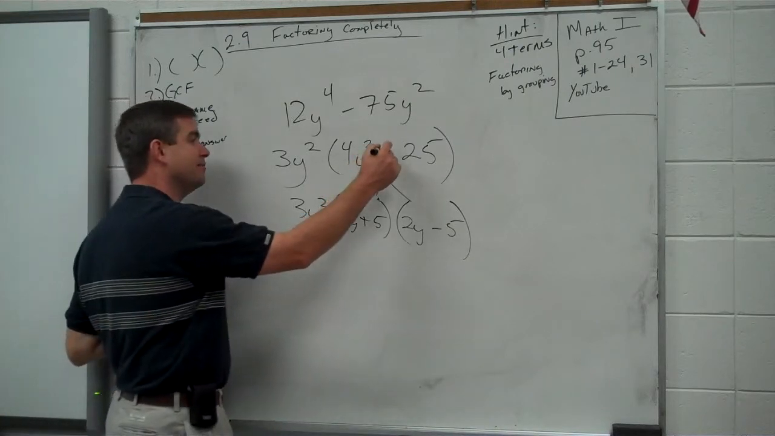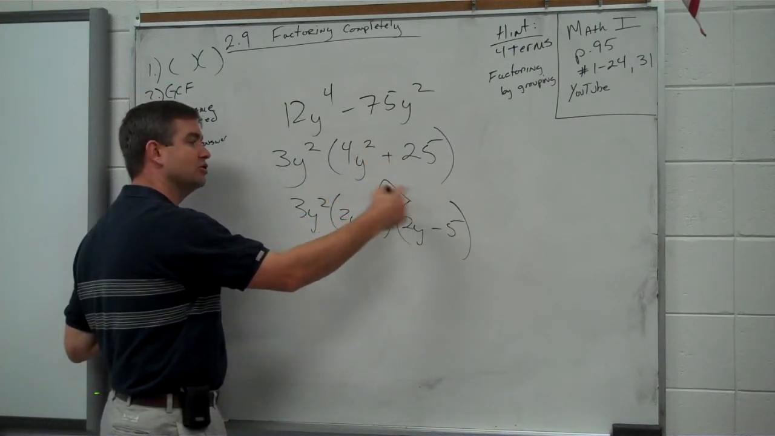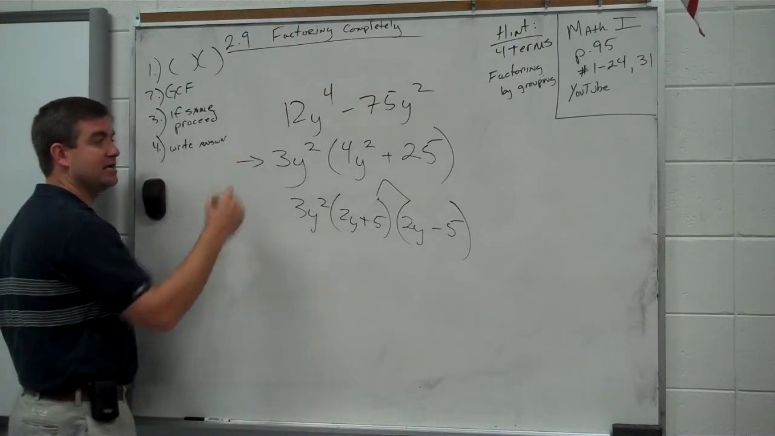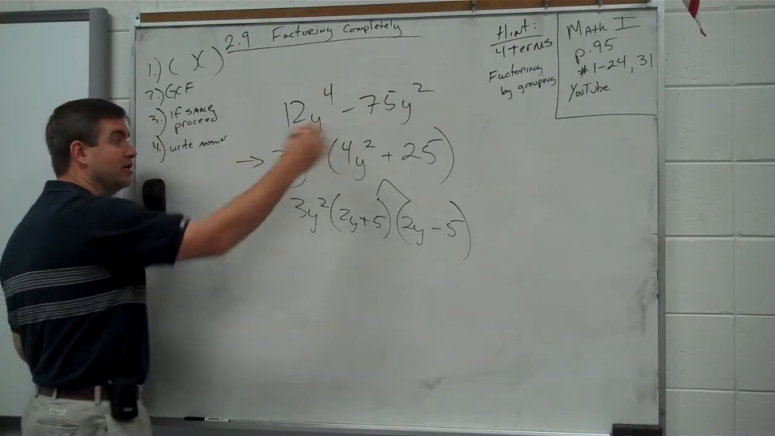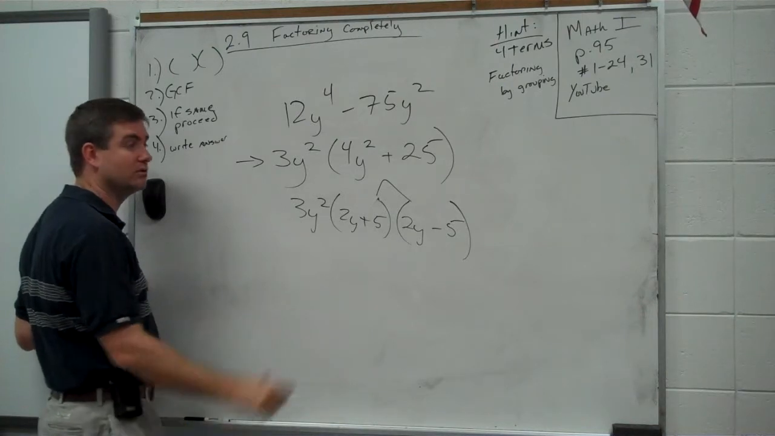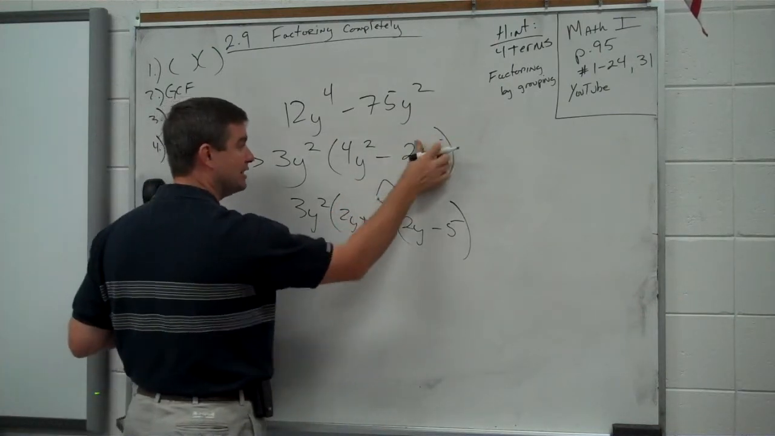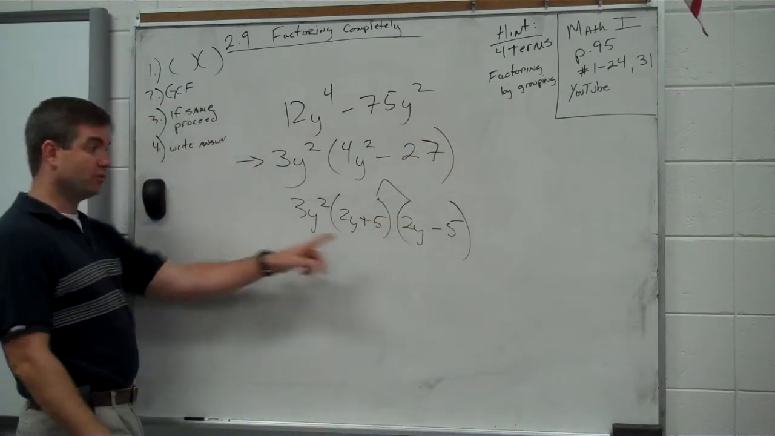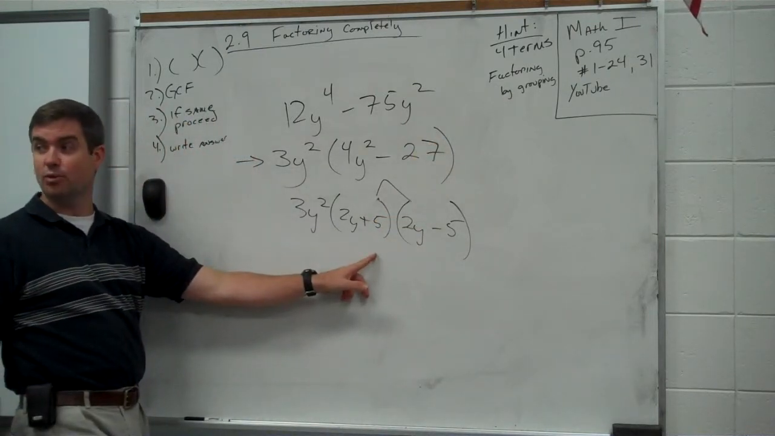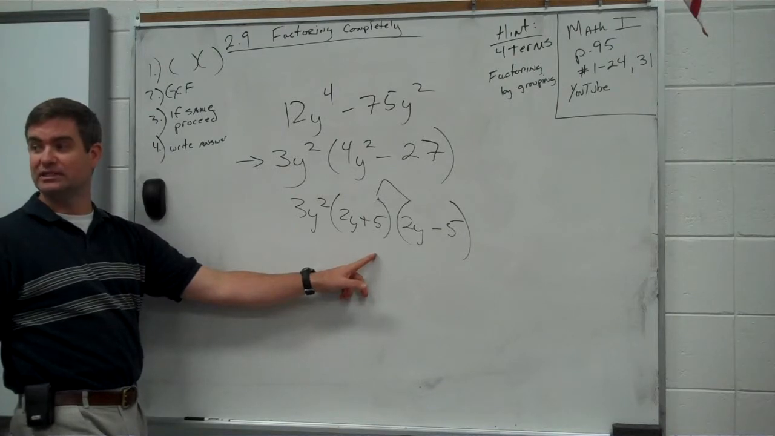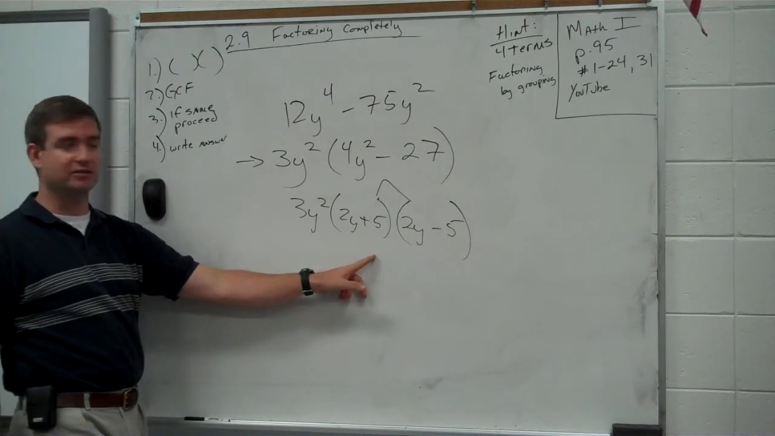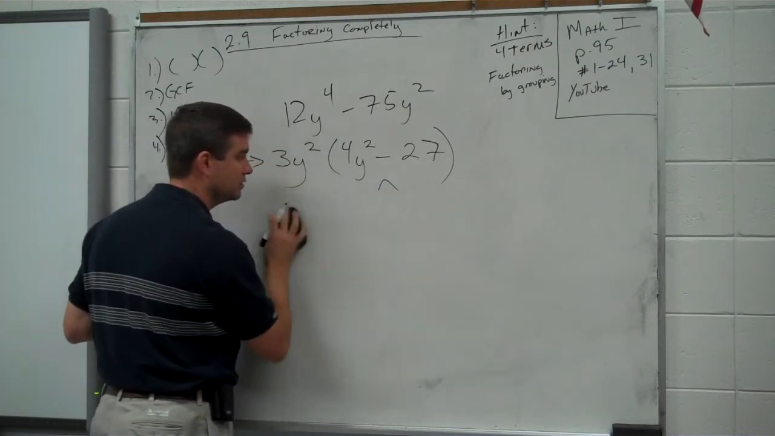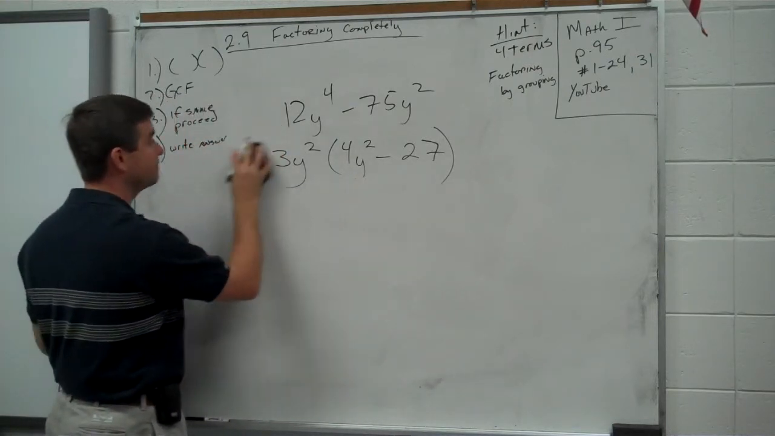What if this value had been plus? Could you break it down? No. What would be your answer? This step right here. You would be done. You pulled the GCF out, that's all you can do. What if it was minus and this was 27? Could you break it down further? Would this be your answer? No, because why not? 27's not a perfect square. Questions? Any questions? All right.